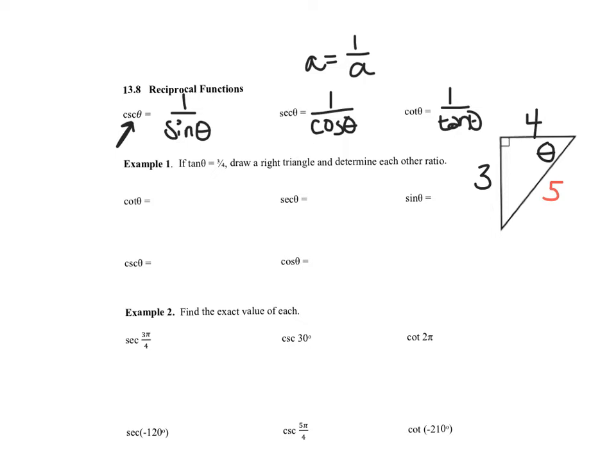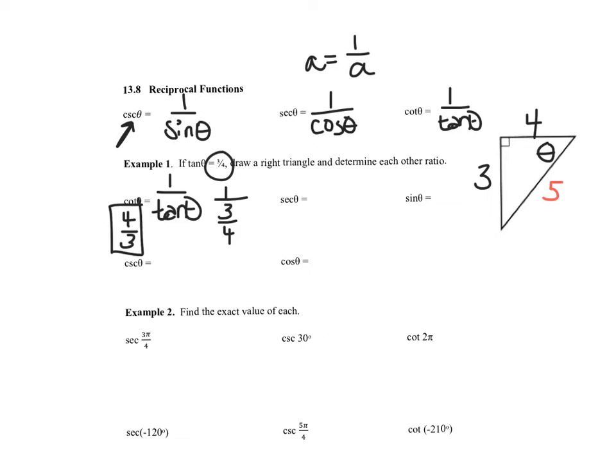So cotangent is 1 over the tangent of that angle. So if the tangent is 3/4, this is going to be 1 over 3/4. So the cotangent is going to be 4/3. So basically, instead of writing out 1 over this, I'm just going to flip 3/4 around, because I'm going to end up multiplying by 4/3.